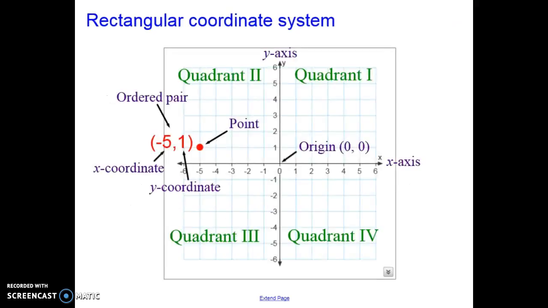Alright, so here is what your graph should kind of look like. Quadrants 1, 2, 3, 4. Origin is right here at 0, 0. X-axis is the horizontal axis. Y-axis is the vertical axis. Here's a point at -5, 1, written as an ordered pair, like so.